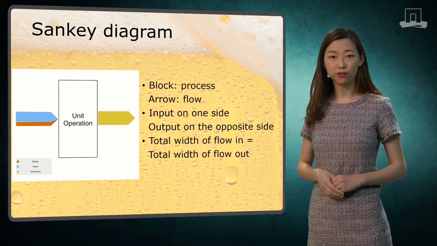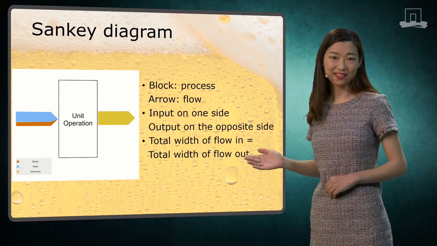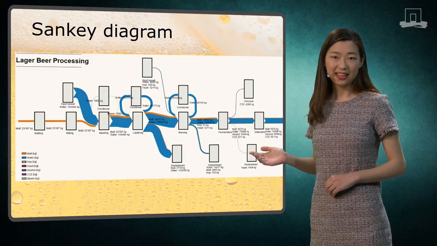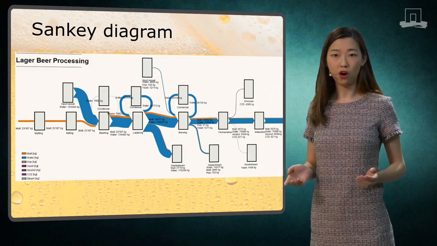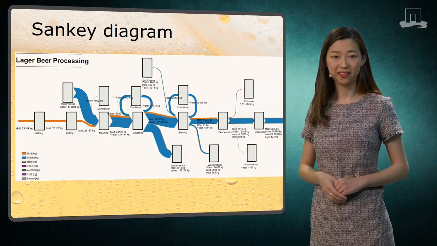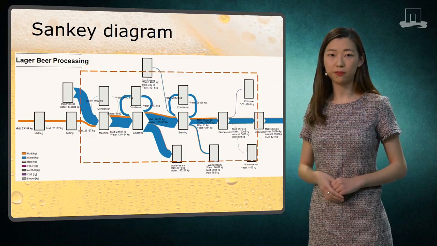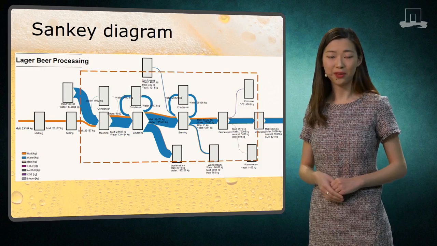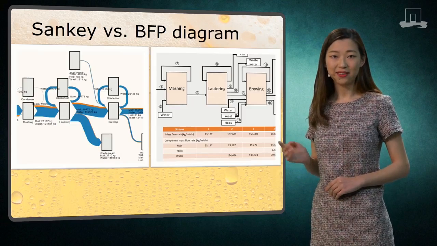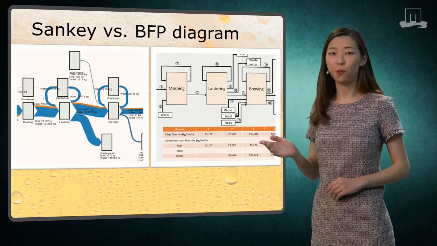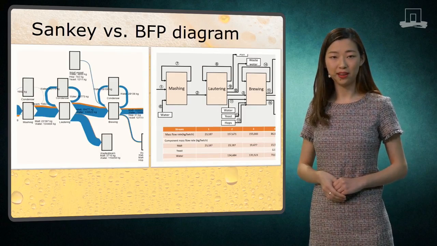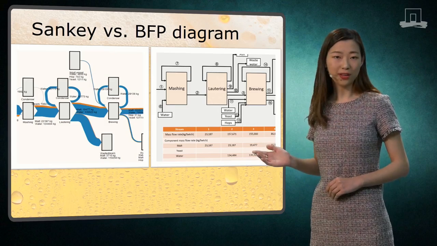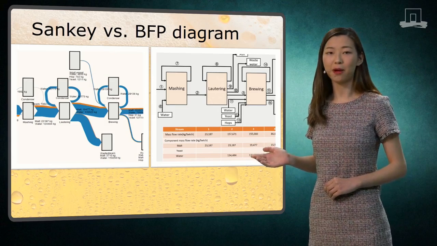The Sankey diagram of the beer processing looks like this. As you can see, it gives a nice visual overview of all the process streams. If we compare it with block flow process diagram, you immediately see that the Sankey diagram indeed gives a way better visual overview. However, the block flow diagram gives much more detail about every mass flow.